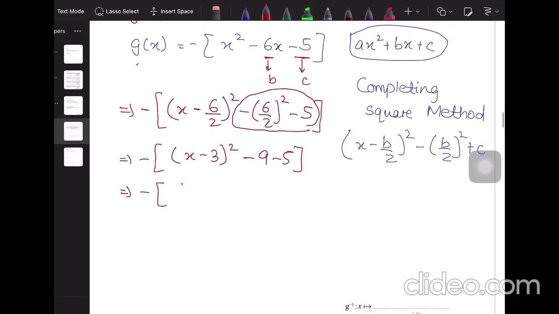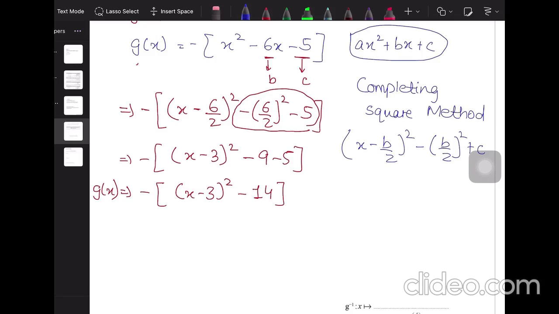It becomes negative as it is, (x - 3)², and then 9 and 5 gives me negative 14. So that's how I have completed it. This is my function g(x) now. Now I can use the inverse technique for finding the inverse of this function. It becomes easy for me now.